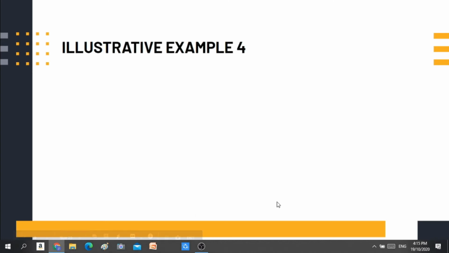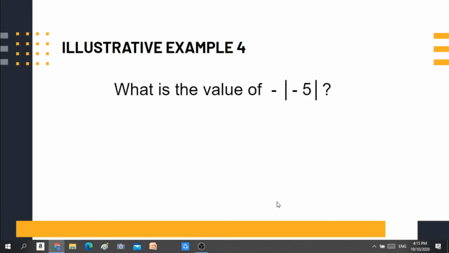Next, illustrative example number 4. What is the value of negative absolute value of -5? Meaning to say, meron tayong negative sa labas. Tama? Tapos, kukunin daw natin yung absolute value ng -5. Una natin gagawin, kopyahin lang natin si negative. Iiwan siya dyan kasi wala naman siya sa loob ng absolute value natin o itong sign nating dalawang guhit sa gilid. Now, pagsulat natin ng negative, kunin naman natin yung absolute value ng -5.